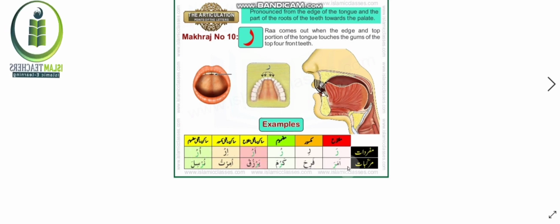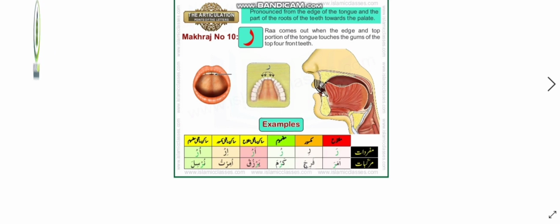And in the combination condition: Hamza fatha A, Mim fatha Ma, Ra fatha Ra, Amara. Fa fatha Fa, Ra kasra Ri, Ha fatha Ha, Fariha, Karuma, Yarzuqu, Umirtu, Nursilu.